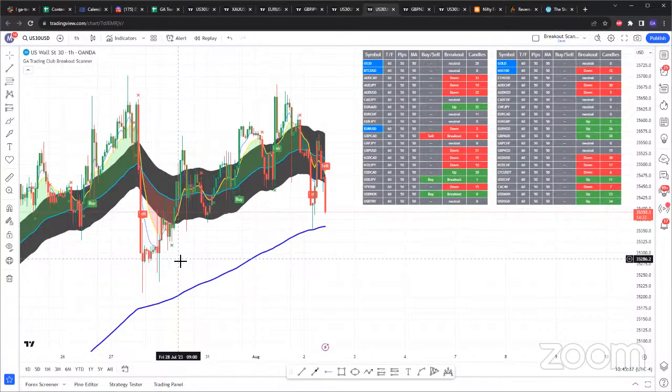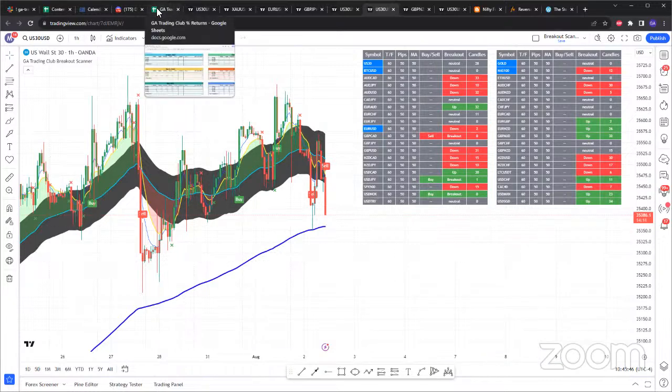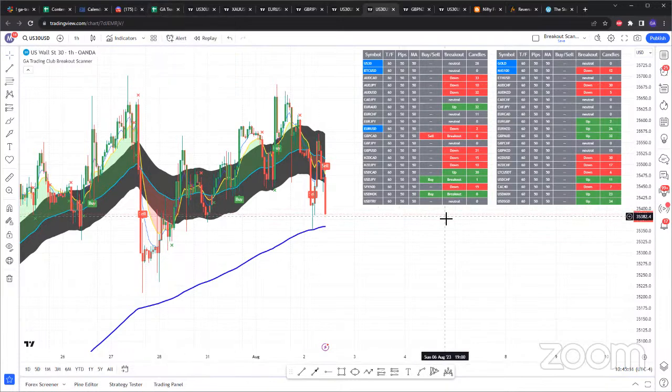If you guys have any other recommendations to help improve indicators or any systems we have, always feel free to let me know. And there goes US 30. So hopefully we end the day at 1.5%. I'm excited. This is nice.